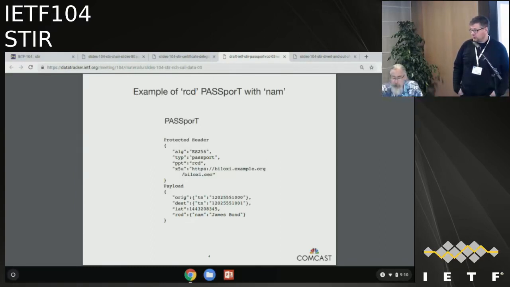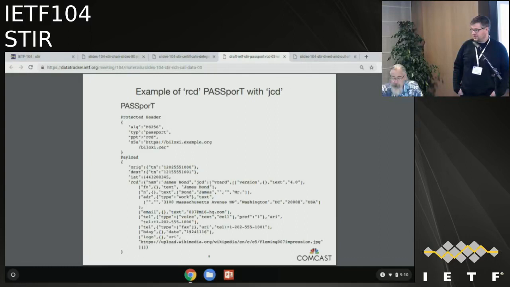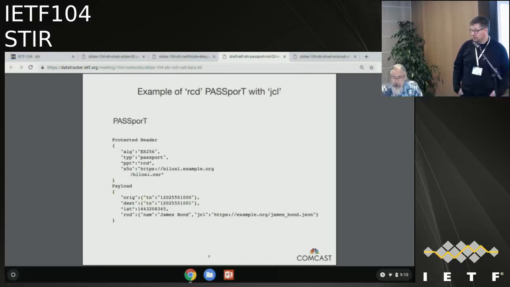This is an example of a very verbose JCard, just for those that haven't actually seen an example of it. I don't anticipate many that will look like this, but I just put a very verbose one in just for fun. Next page. And then the link one, where it has the required name and the link.